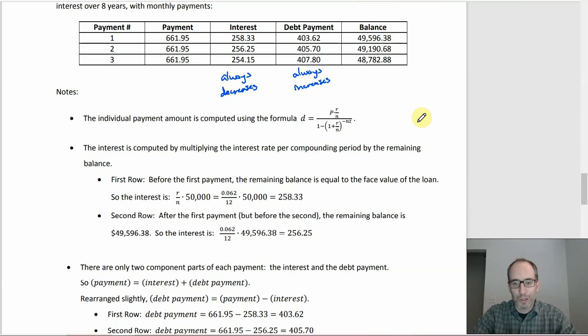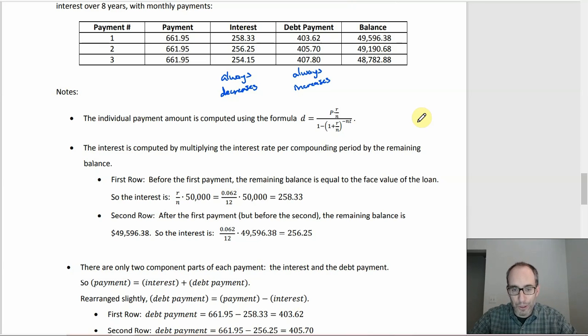That's just the formula where D equals that big quotient. And then the way that you get the interest is that you multiply the rate per period, which realistically is going to be the monthly rate because it's the only kind of period we've got, by whatever the remaining balance is. So for the first row, the remaining balance is the face value of the loan, right? It's the principal amount. So there, you're just going to have the monthly rate, so annual rate divided by 12, and then times the face value of the loan, the $50,000, and that'll give you $258.33.